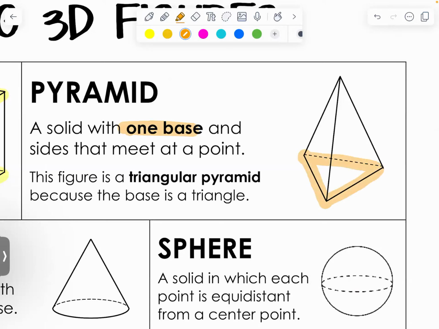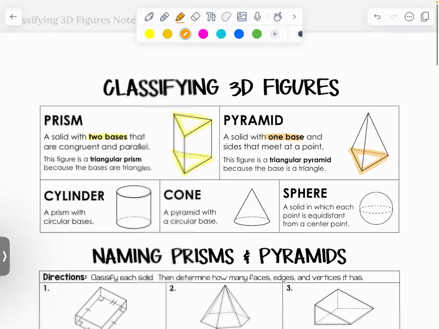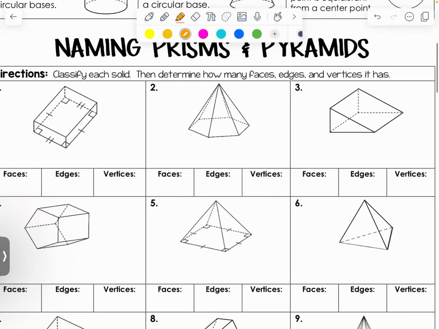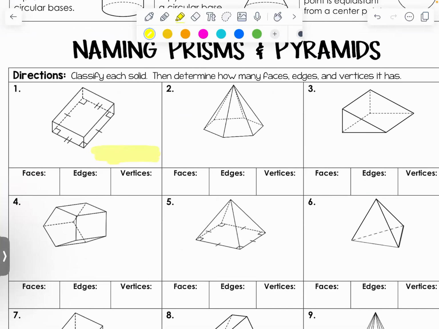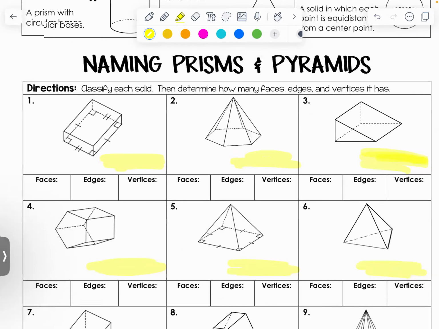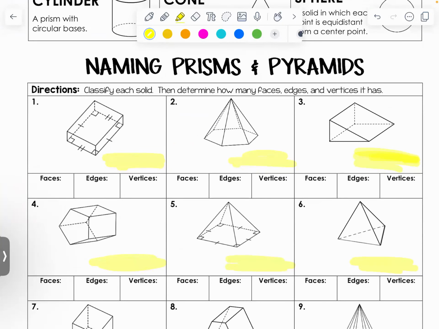Okay, so what I want you to do, I want you and your elbow partner to take the next 60 seconds, and in numbers 1 through 6, just right here, this area that I'm highlighting, I want you to write the word prism or pyramid. Is this a prism or pyramid? Write it here.